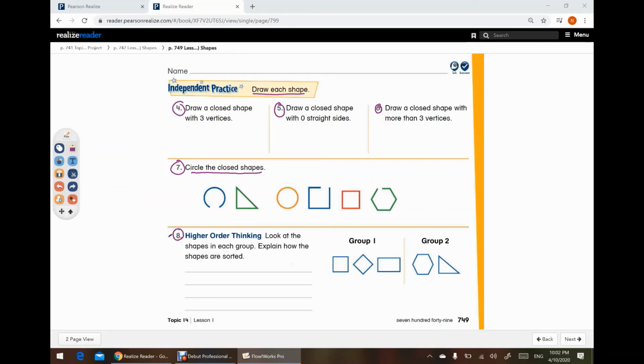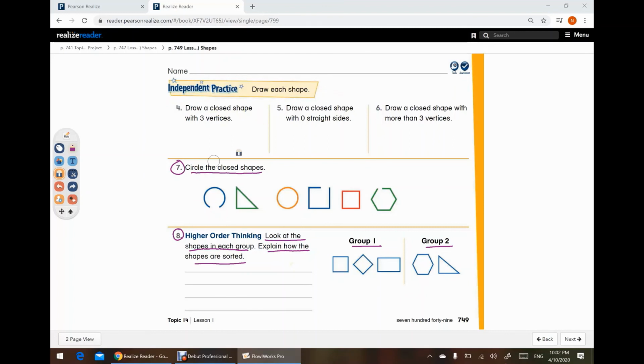Now, question number 8. Look at the shapes in each group. Explain how the shapes are sorted. Now here, group 1, you see there are 3 shapes, and group 2, I have 2 shapes. How are they sorted? Can you tell me what is different in both the places over here? Look for the sides and look for the vertices. You will get your answer.